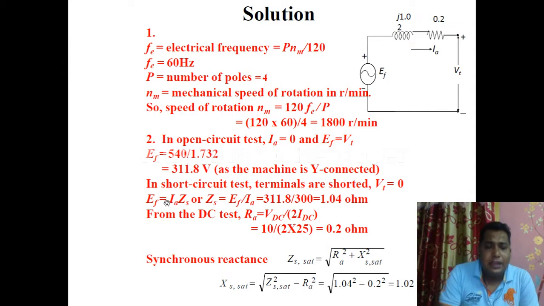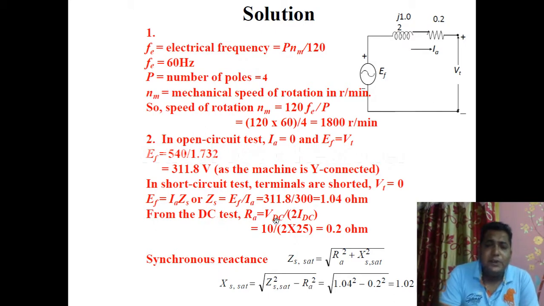In the short circuit test, the terminals are shorted, which means there is no terminal voltage appearing: VT is equal to 0. Now EF is equal to IA into ZS. IA is given in the short circuit test as 300, and EF we have already calculated as 311.8. So Z is EF by IA, which is 311.8 divided by 300, equal to 1.04 ohm. Now the DC test, very simple.